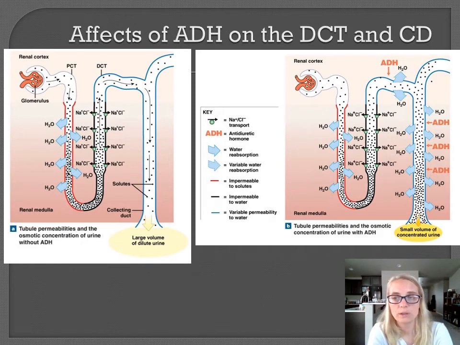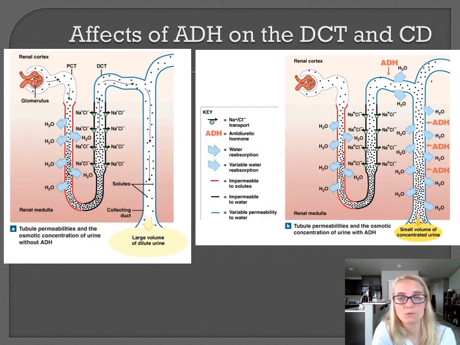so let's take a look at this final slide, the effects of ADH on the distal convoluted tubule and collecting duct. We just saw what aldosterone does. If you remember, aldosterone helped to increase water retention. If you can remember ADH, anti-diuretic hormone, we saw that again way back in endocrine. We saw it again in the blood pressure chapter.